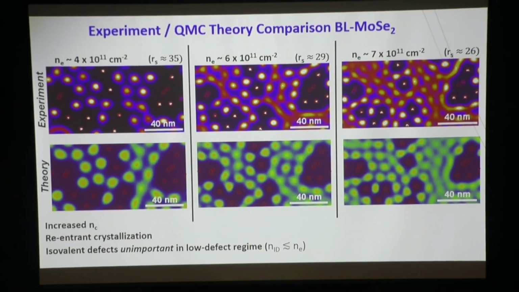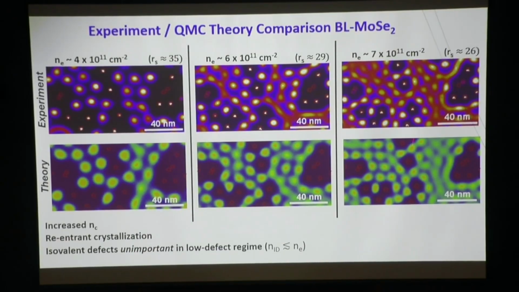And we actually learned something new from all of this work. The new thing that we learned is that the isovalent defects are not important in this physical regime. And the reason we learned that is because the theorists did not include isovalent defects in their calculations, and yet they still matched our experiment quite nicely. And so this is telling us that for this physical regime, isovalent defects don't play a big role. And that's actually genuinely useful information.